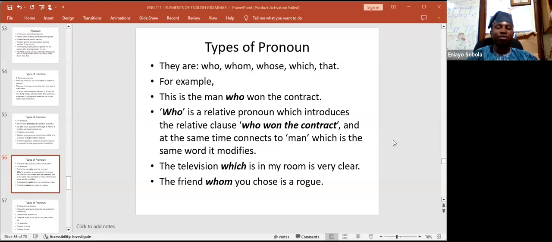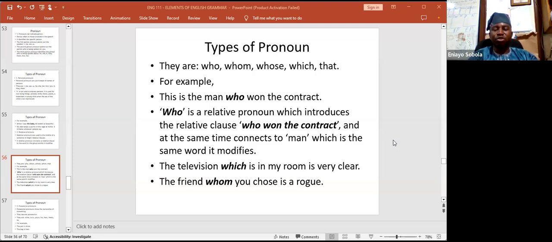The second example: the television which is in my room is very clear. Which is in my room is a relative clause introduced by the relative pronoun which, and which connects the relative clause to the noun television, which it modifies.